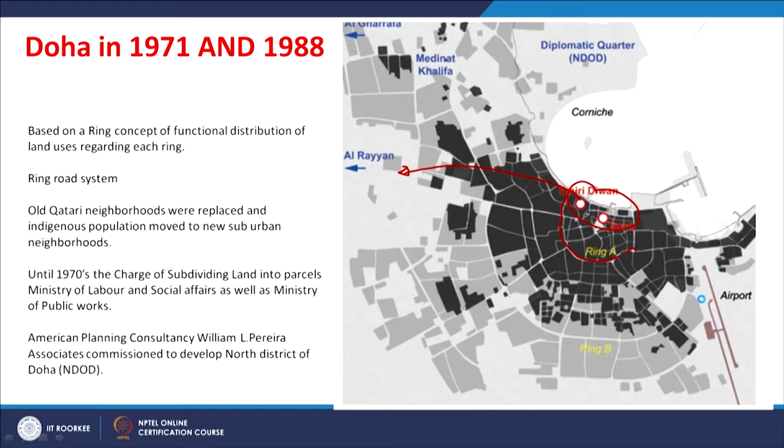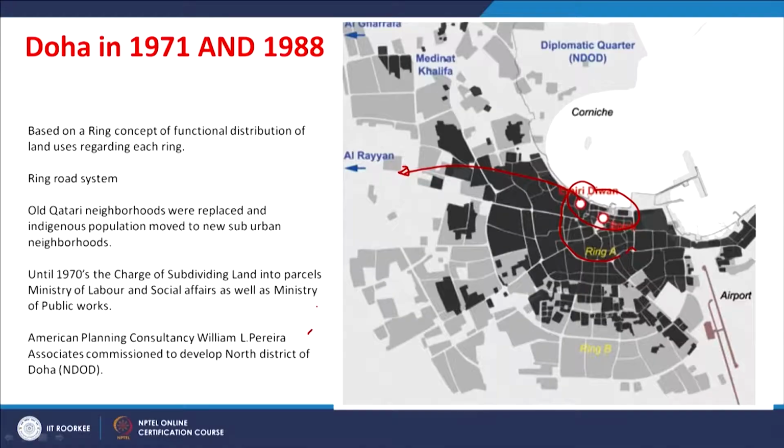And this is where they are looking at the kind, because people are floating, people are coming from various places, the businesses are expanding, and the local people are migrating to the suburbs, and a drastic expansion has started taking place. And this is the time when the American planning consultancy William Lefebvre Associates was commissioned to develop the northern district of Doha. This is what we call the diplomatic quarter, and this Corniche has been developed.